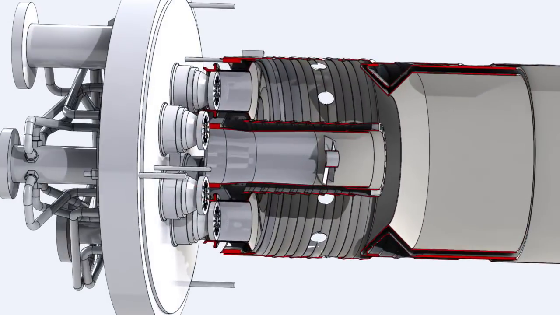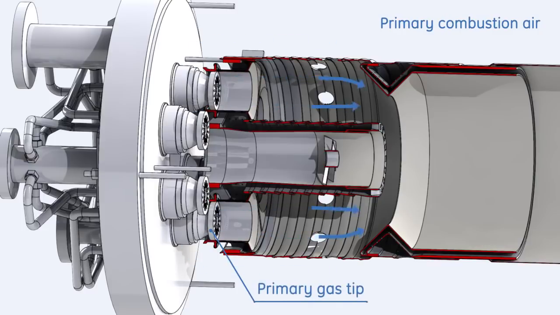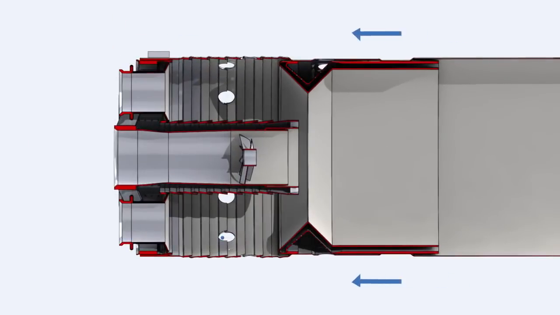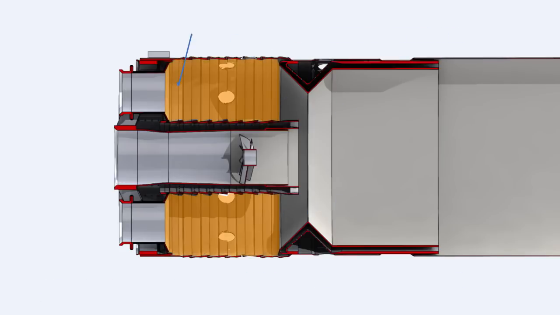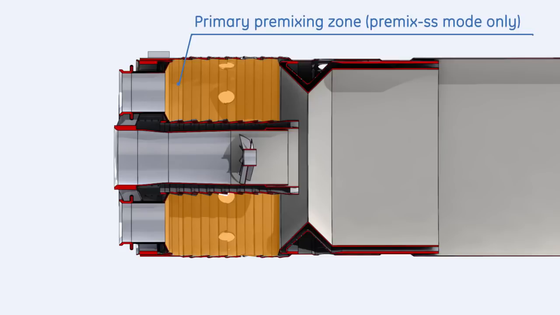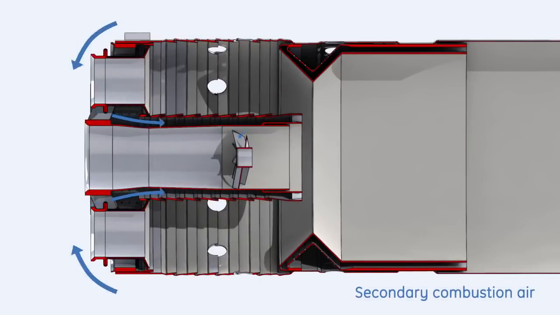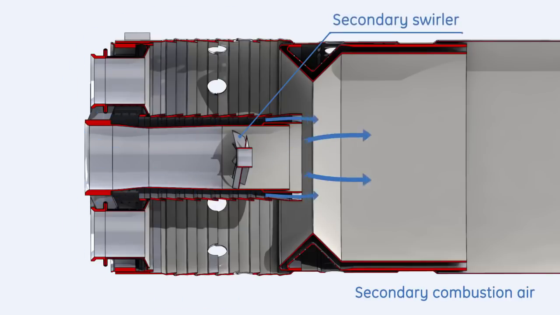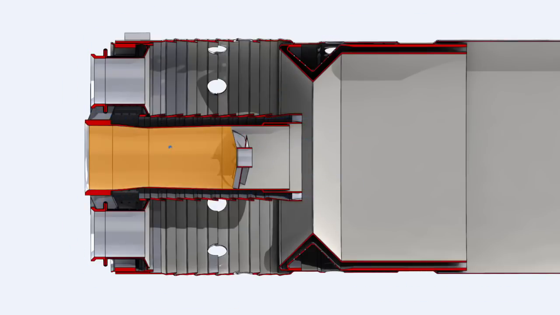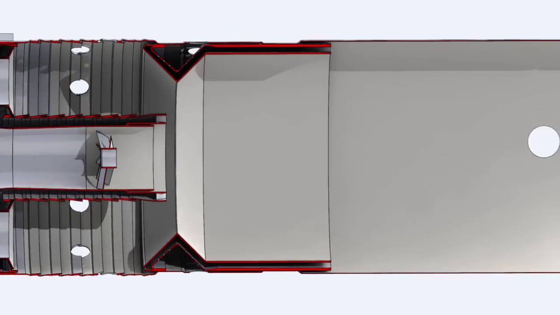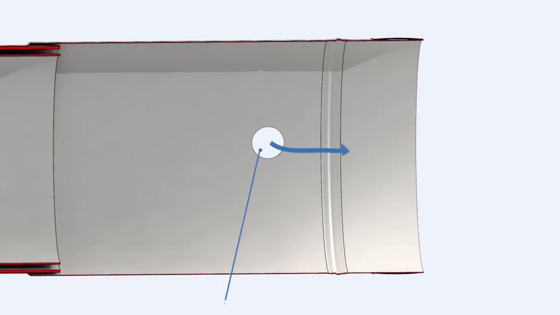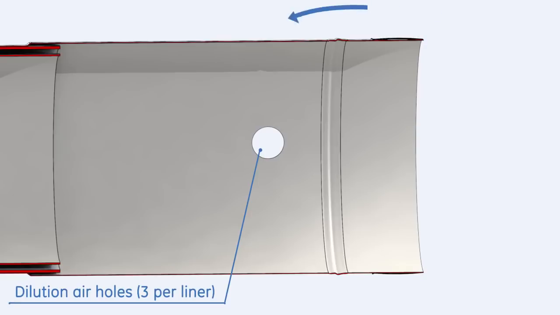Combustion air flows into the liner through various locations. Primary combustion air flows through the primary gas tips. Air enters from metering holes for combustion functions. Secondary combustion air enters through the center body. Dilution air enters the liner from 3 holes at the aft side of the liner.